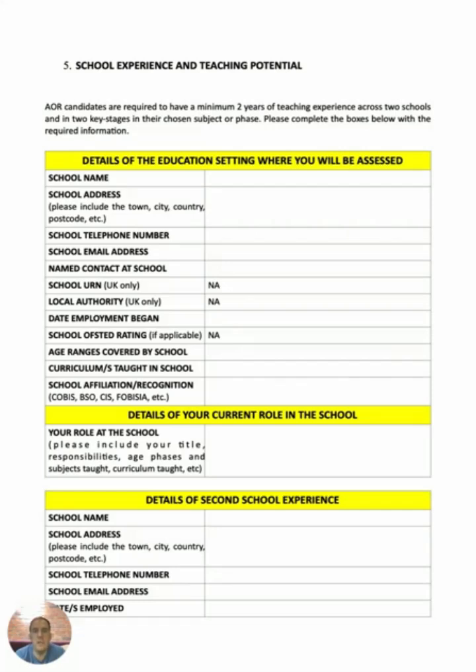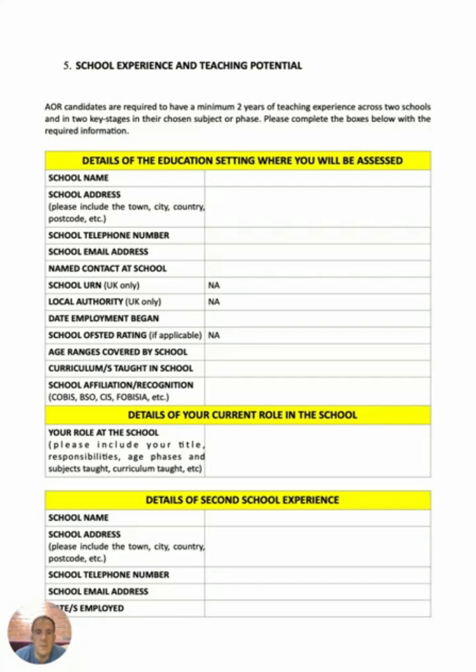School affiliations, so whether it's COBIS, BSO, CIS, FOBISIA, IB, whatever affiliation, could be ACAMIS. Just put in the affiliations. If there are no affiliations, then don't put them in. But if there are, try to put them in there, especially if they are British or international affiliations.